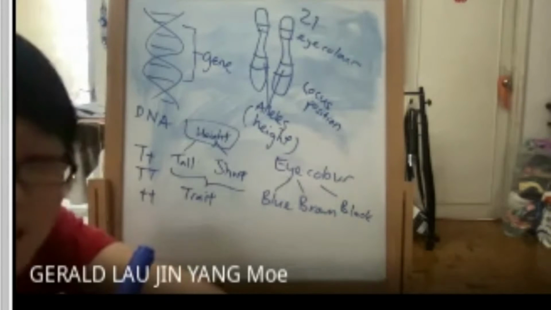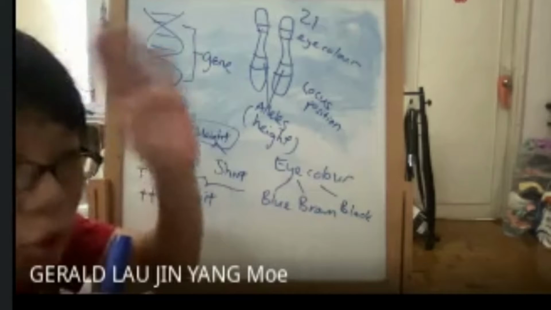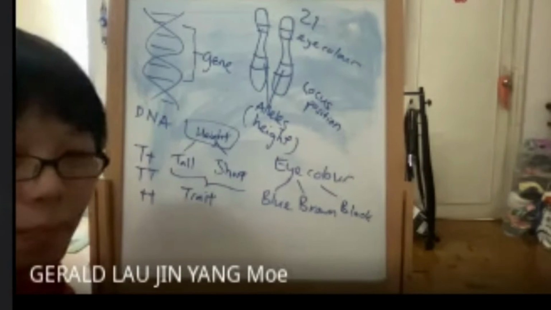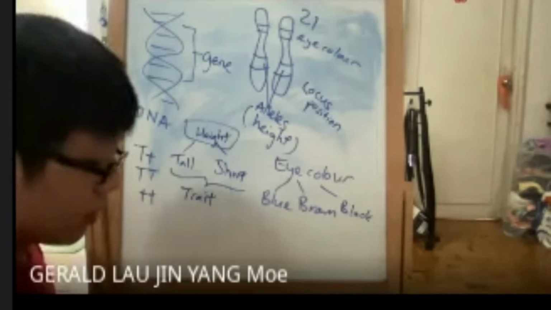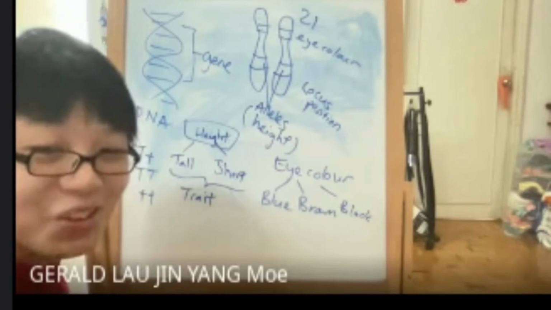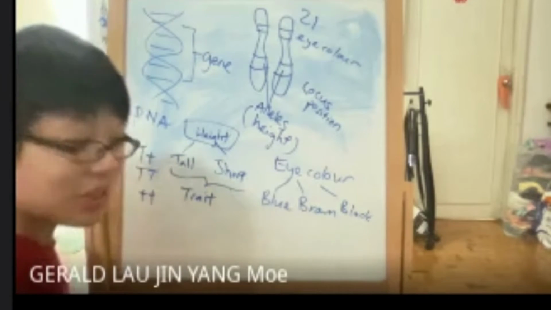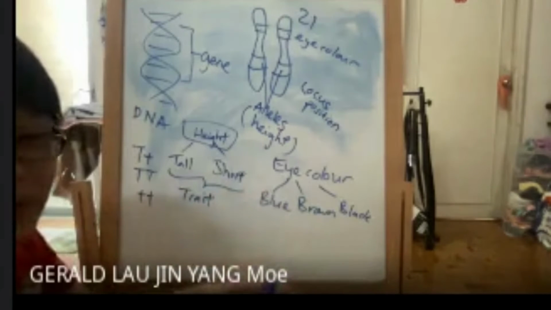Okay. What's next? Homozygous and heterozygous. Homozygous, what does it mean? What does homo mean, and what does hetero mean? Homo means same. Hetero means different.